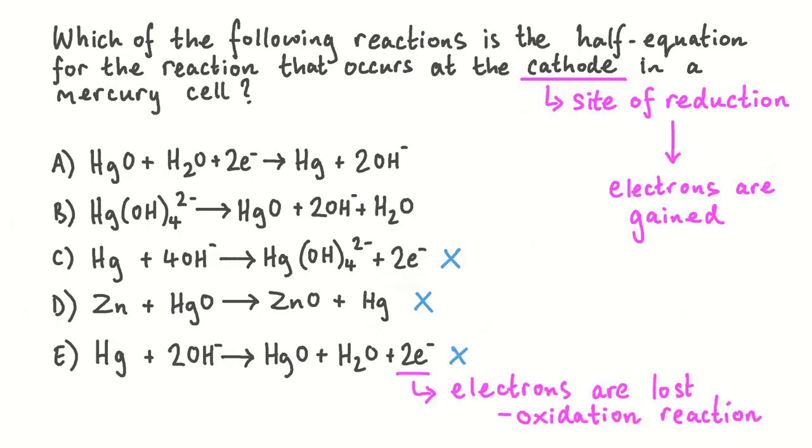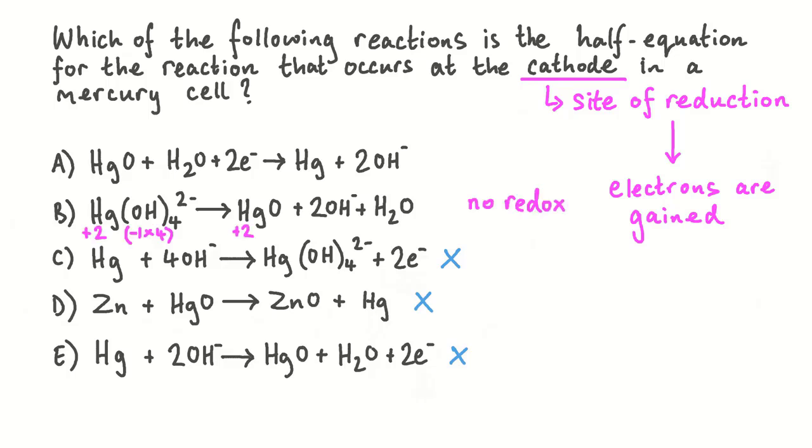For the same reason that we ruled out answer C, we can also rule out answer E. Although it appears to be a half equation, we can see that the electrons appear on the right-hand side. They're being lost, and it's an oxidation reaction. Remember, we're looking for a reduction process. On closer inspection of answer B, we can see that there appears to be no redox processes taking place at all. The oxidation state of mercury remains at +2 throughout the equation. Since we're looking for a reduction reaction, it can't be the right answer.